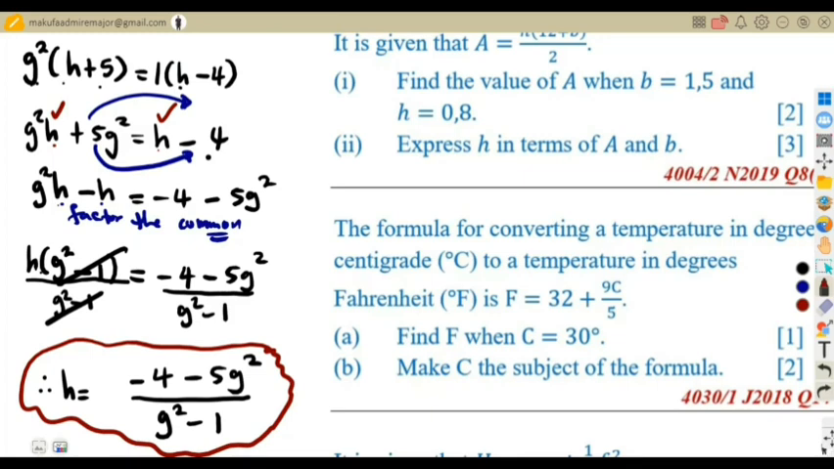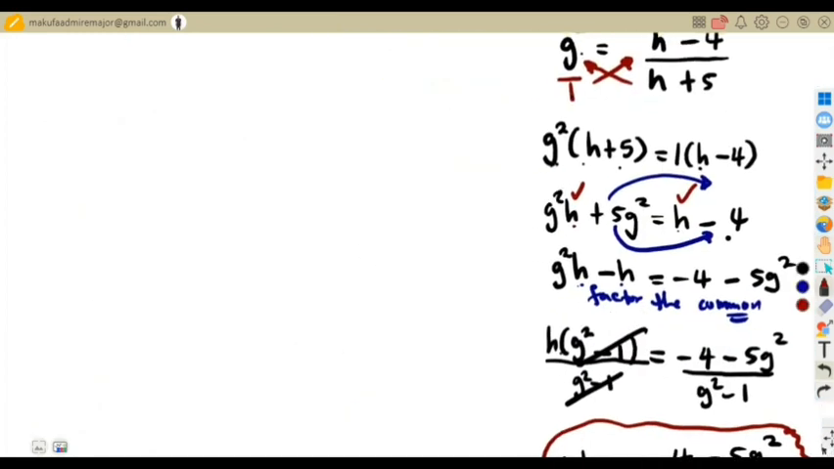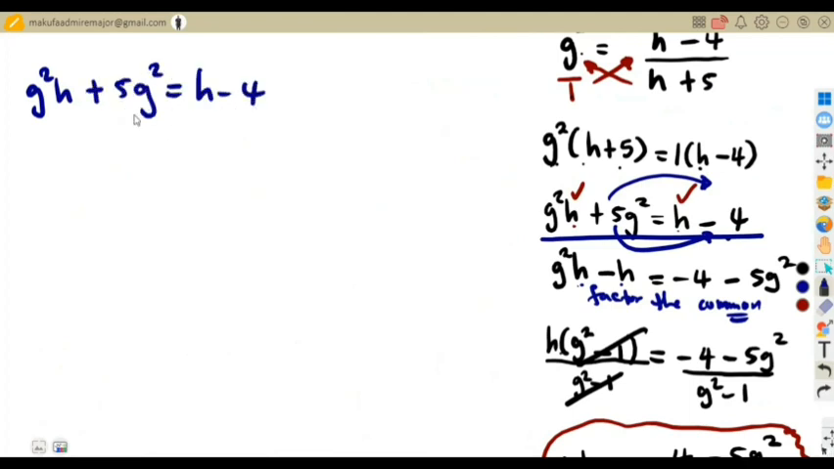And also on the transposing part, we could have transposed in different ways from this stage here, that we have G squared H plus 5G squared, which is equal to H minus 4. We could have transposed different ways. We could have taken, in this case, the G squared H to be this side, and we take the 4 to be that side, meaning to say we're going to obtain 5G squared minus 4 to the other side is going to be a plus 4.